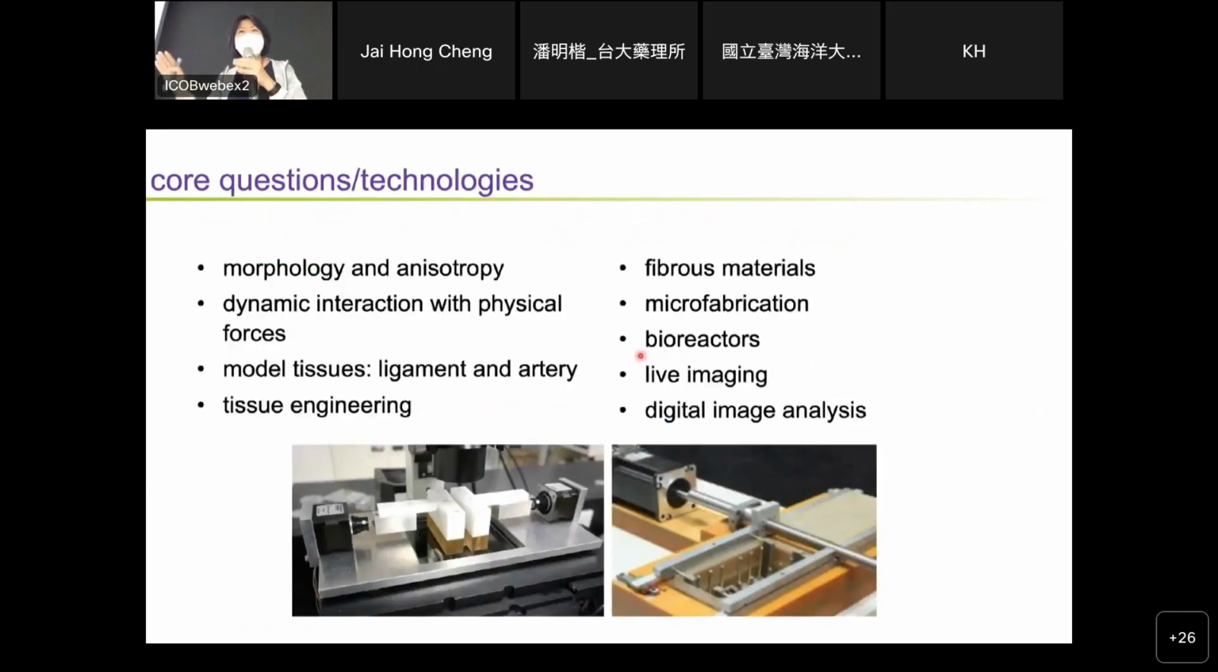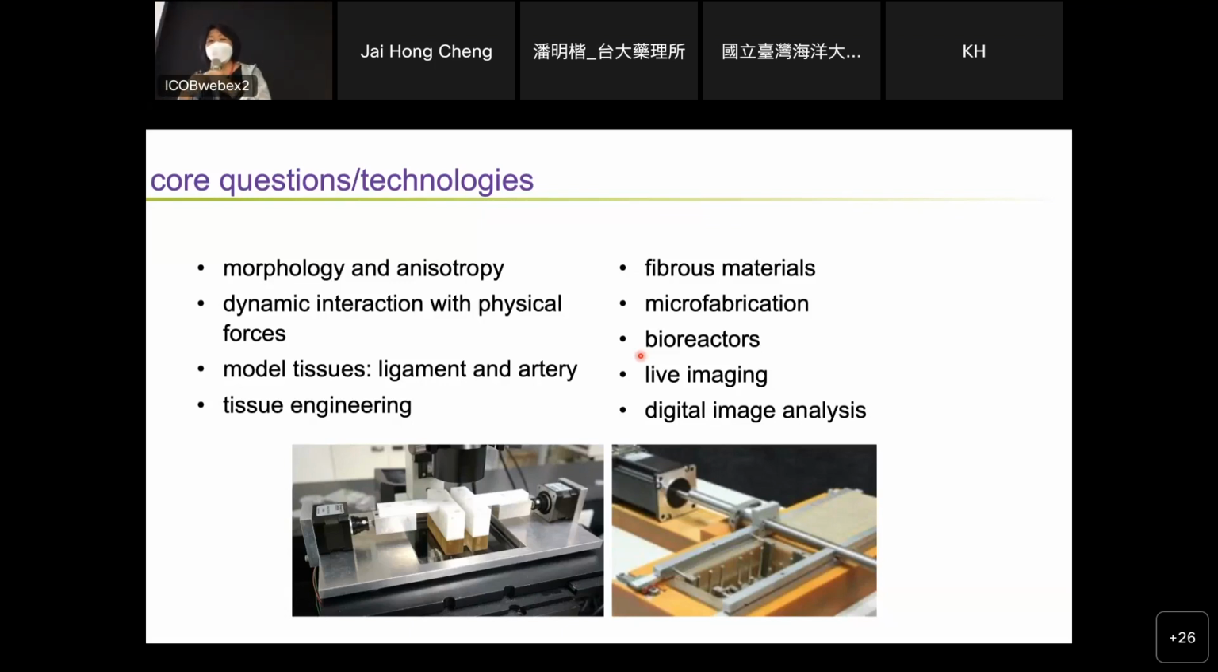So I think this is an important slide. What we're interested in is cell morphology, cell structure, and even anisotropy. I didn't talk about it today, but these things are aligned. So we all know anisotropy. So how do cells know direction? How do they tell X from Y and Z? How do they interact with the physical stimulation, dynamic physical stimulation, basically exercise?